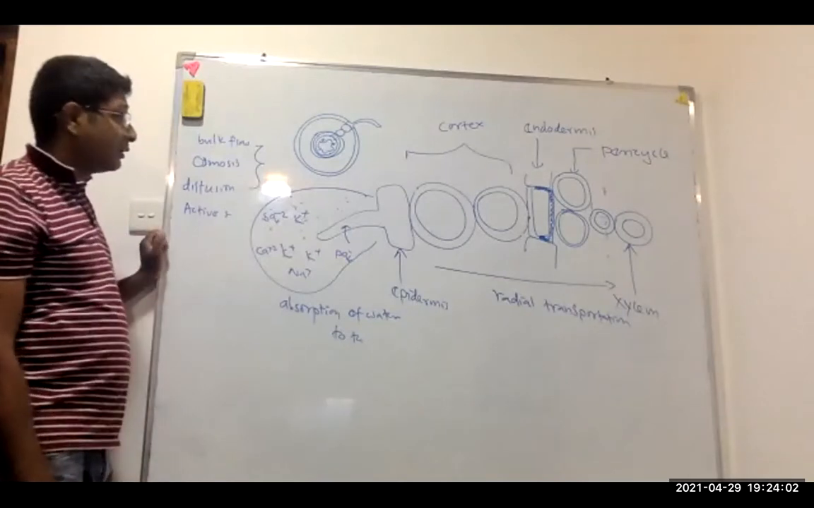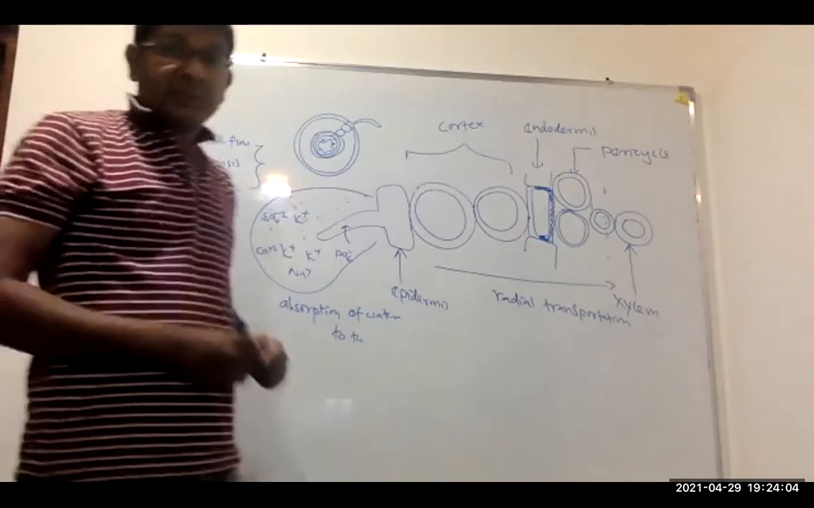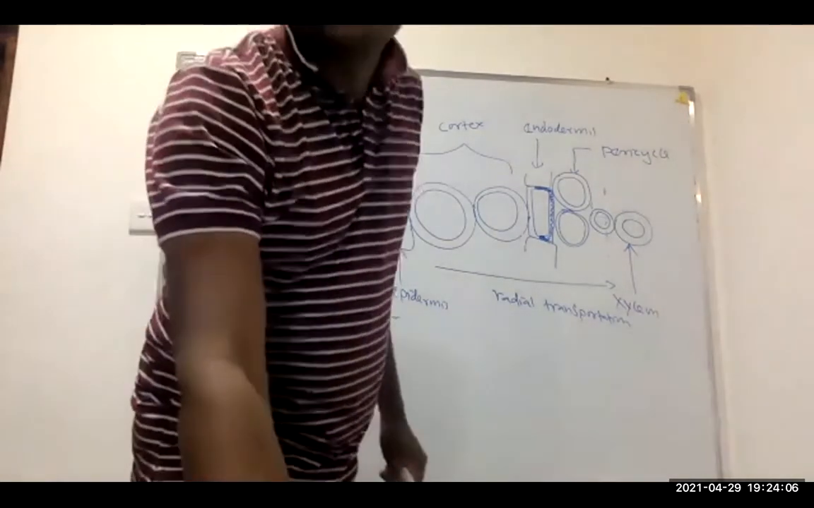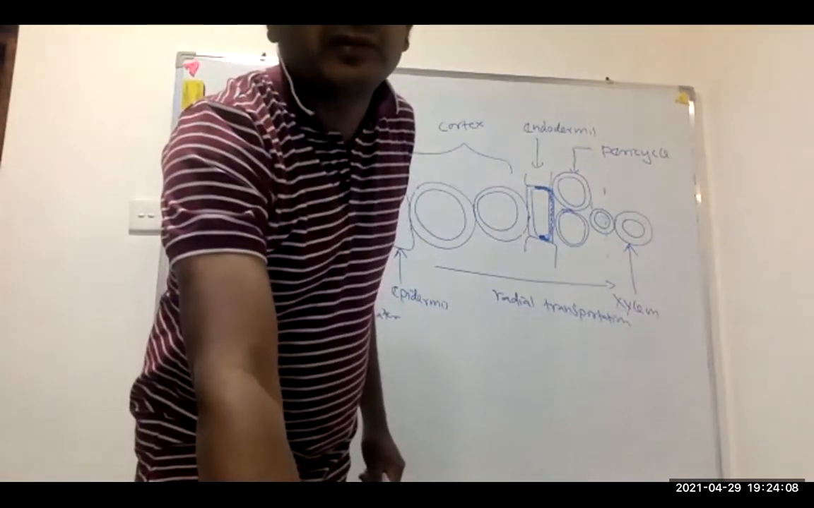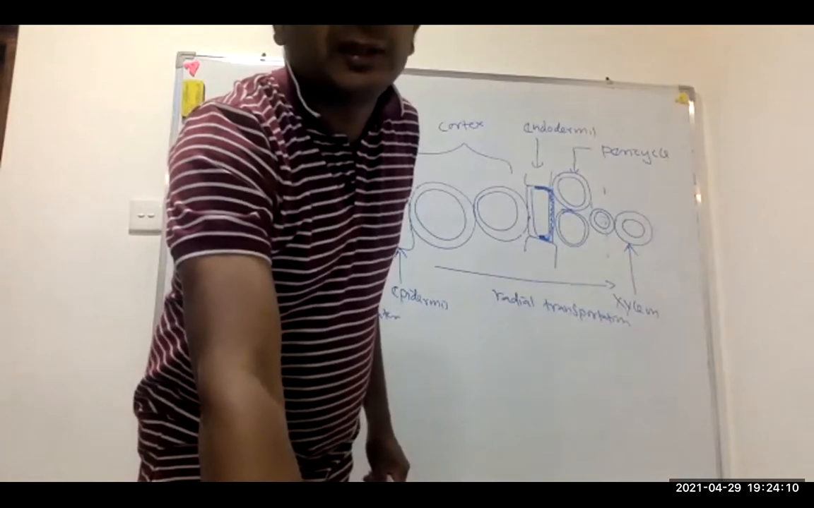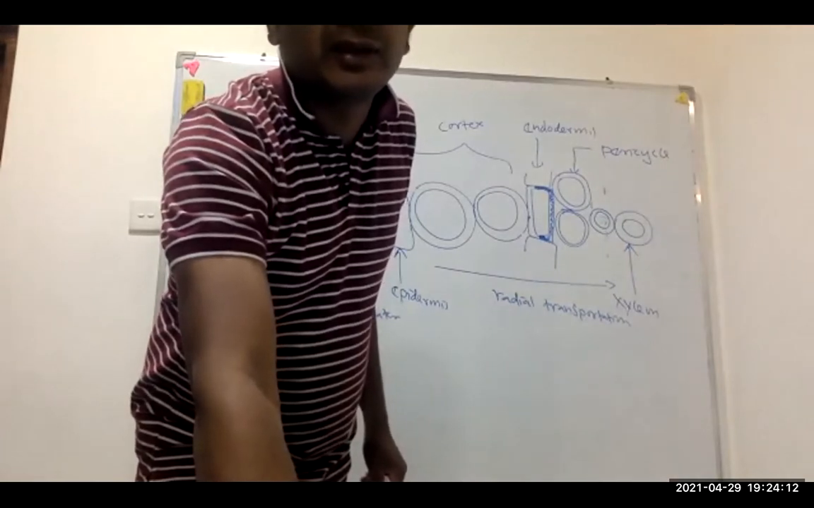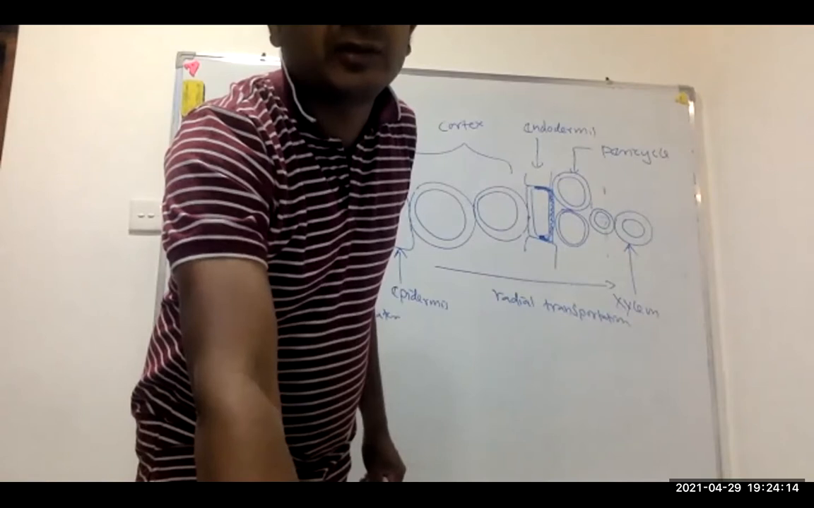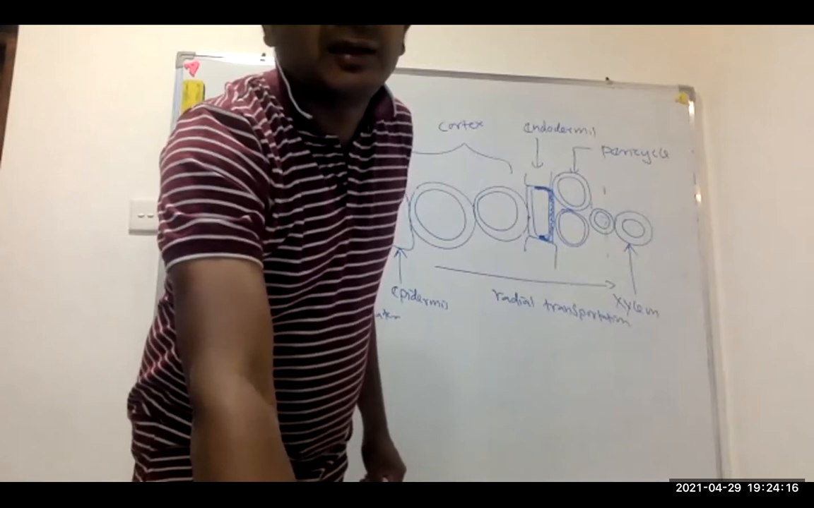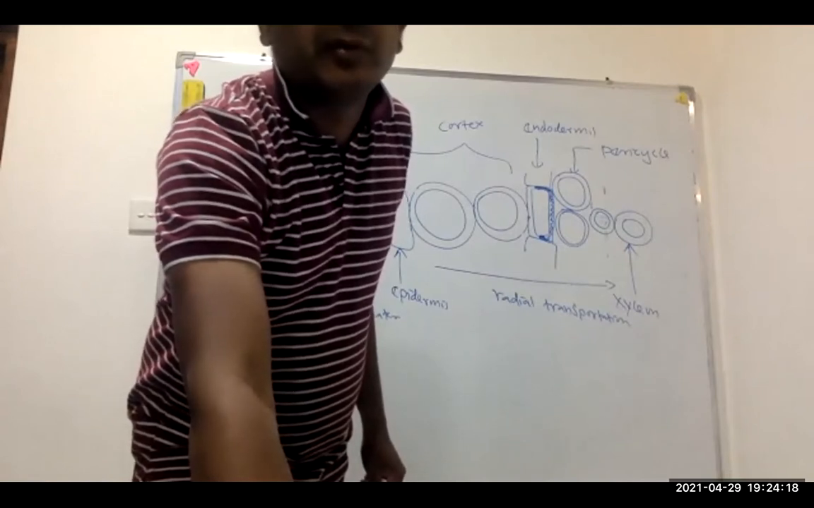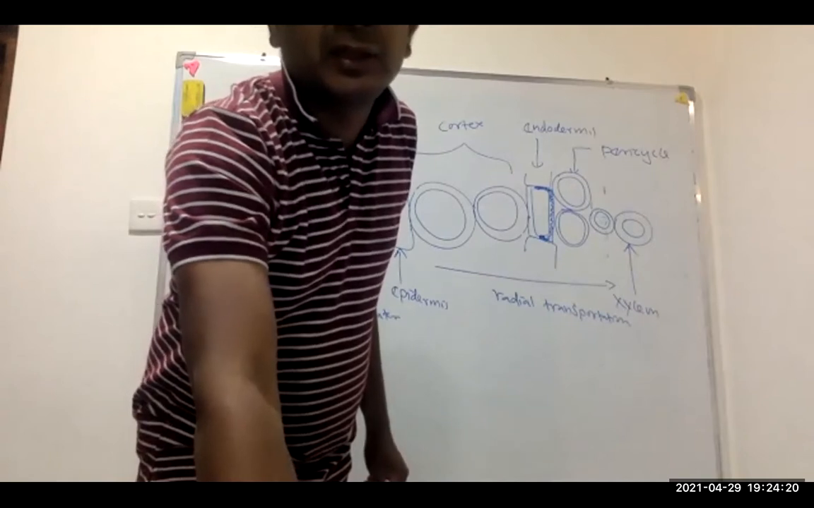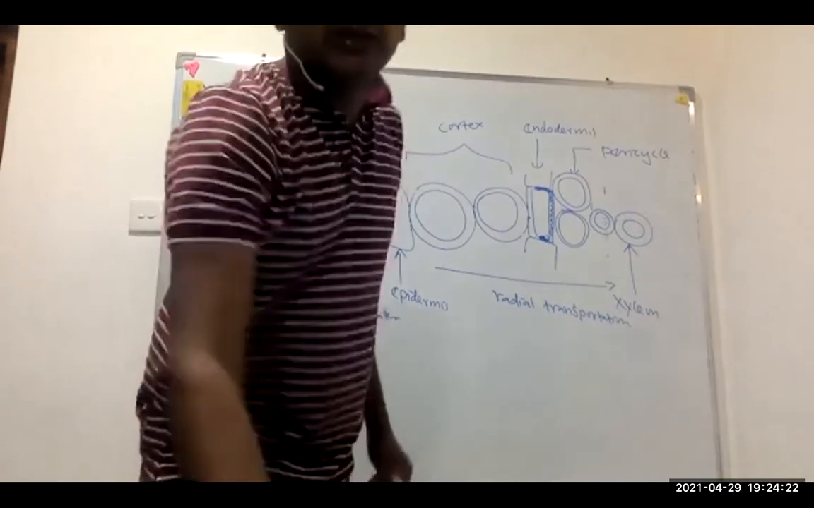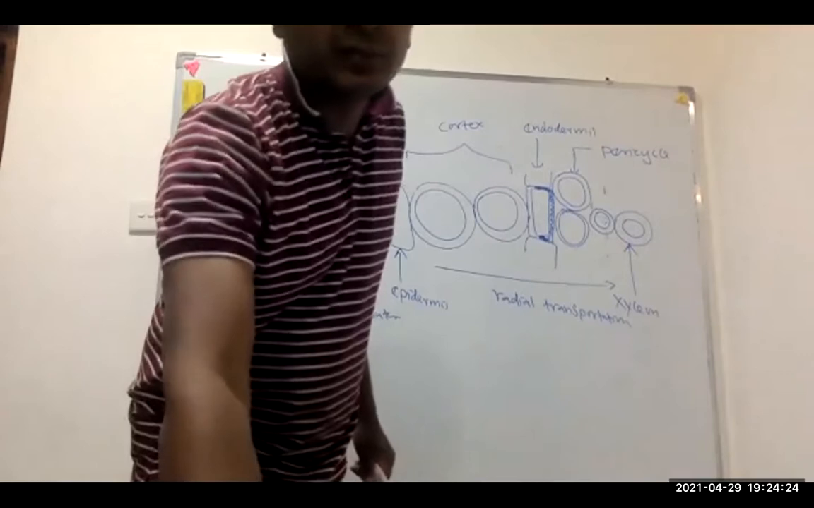Okay, right. Now actually here it is divided: movement of water and minerals from the soil solution to the root, then after that radial transportation through the apoplast and symplast, then finally upward movement of water and minerals in the plant. That means upward movement of water, then vertical transportation of water through the stem.